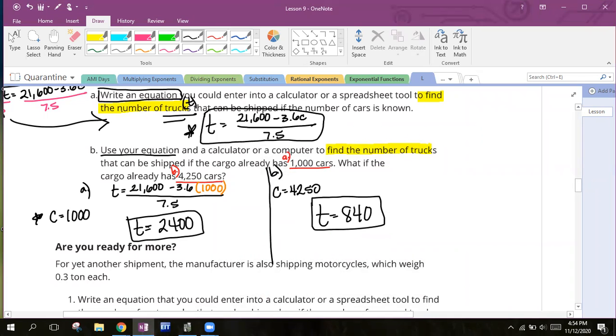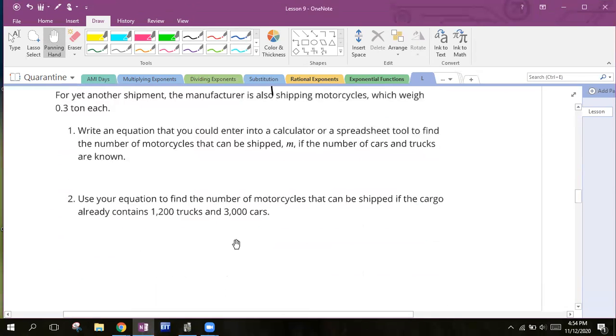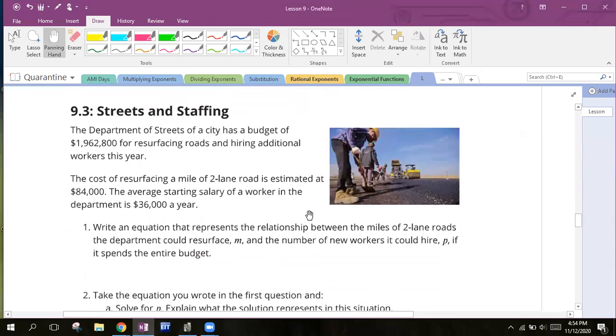All right, moving on to 9.3. This is the last part, and then we are finished. It says the Department of Streets of a city has a budget of $1,962,800, and they use that for resurfacing roads and hiring new workers. The cost of resurfacing a mile of two-lane road is estimated at $84,000. The salary of a worker in that department is $36,000.